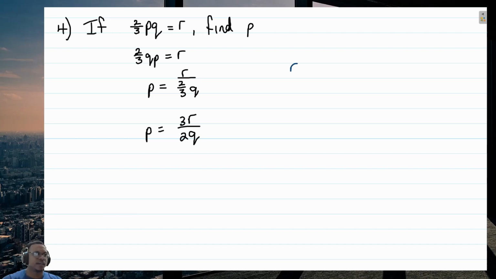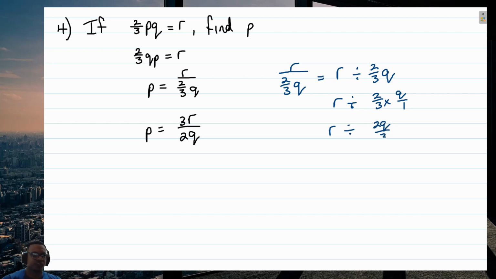So now let's look at R over 2/3 Q and see what that means. That means R divided by 2/3 Q. So we simplify that by putting R divided by 2/3 times Q over 1. So that'll be R divided by 2Q over 3. Then we change the division to a multiplication sign and invert this divisor.